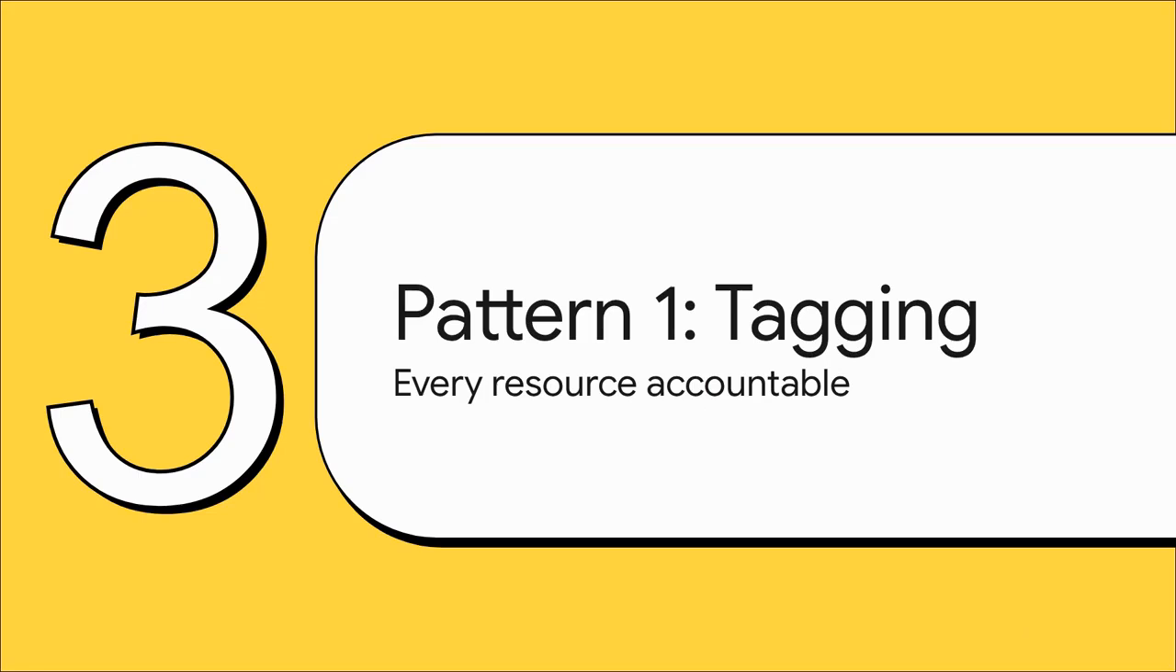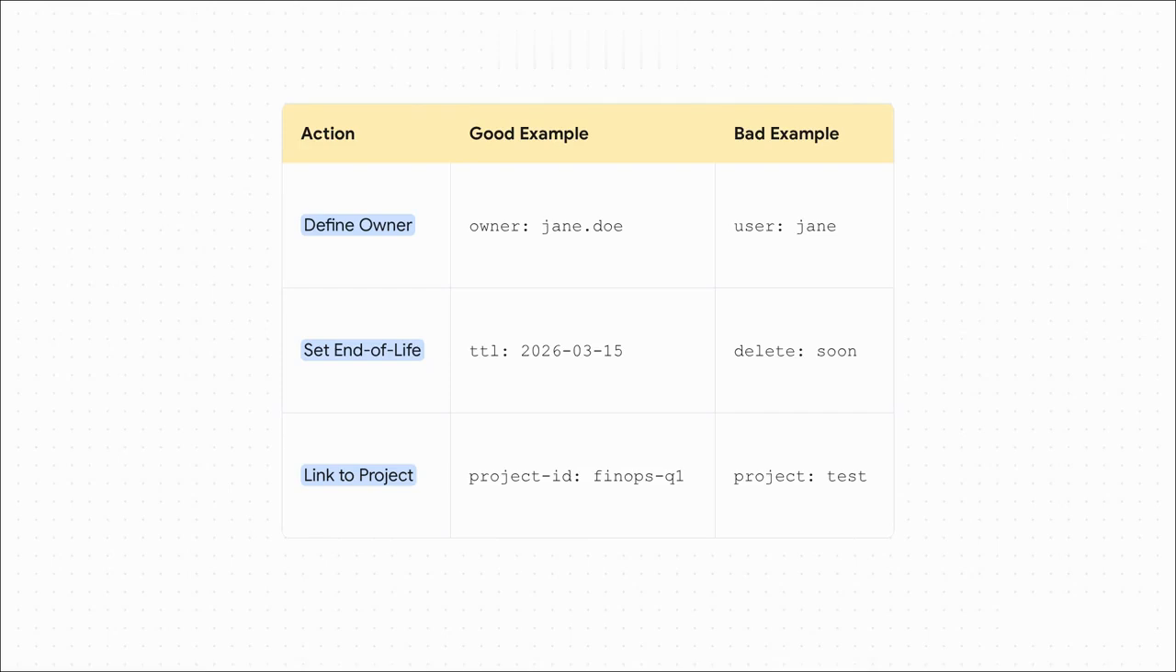So let's dive into pattern number 1, tagging policies. Look, the principle here is actually super simple. You can't manage what you can't identify. Getting your tagging right is the absolute foundation for everything else we're going to talk about. It's all about making every single resource accountable. And the real key here, as you can see, is to make these tags specific and machine readable. Instead of something vague like user Jane, a full identifier like owner Jane.do gives you clear accountability. And a specific TTL, or time to live date, instead of a useless note like delete soon, lets a script know exactly when it needs to take action. This is how we turn simple labels into seriously powerful triggers for our automation.